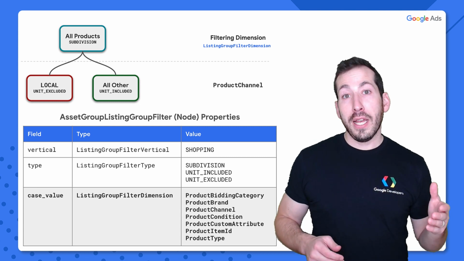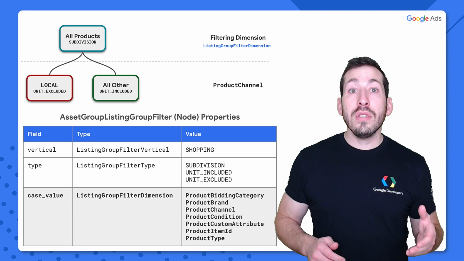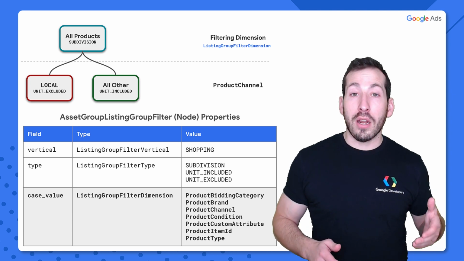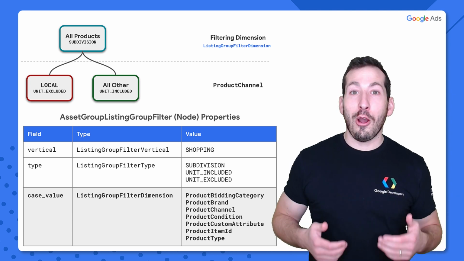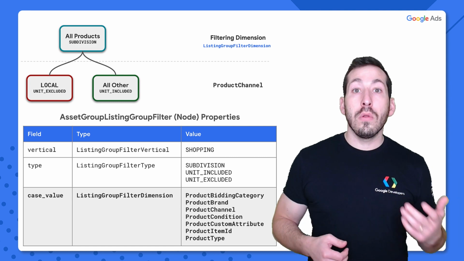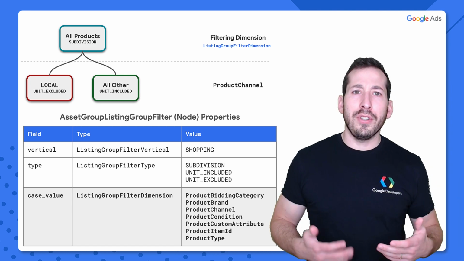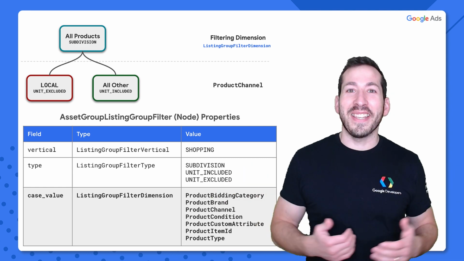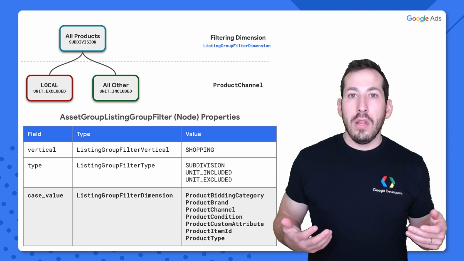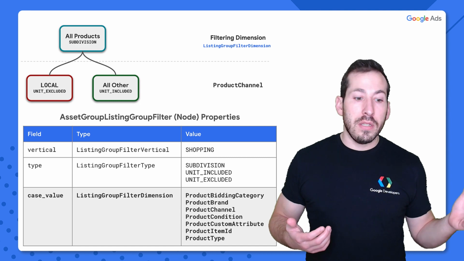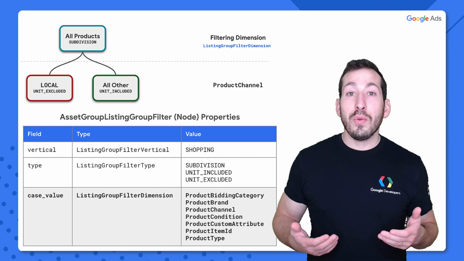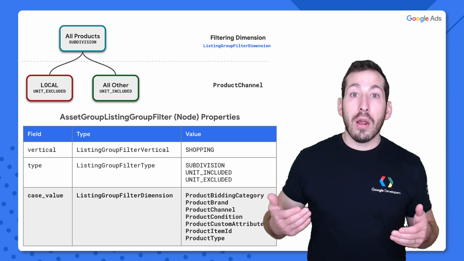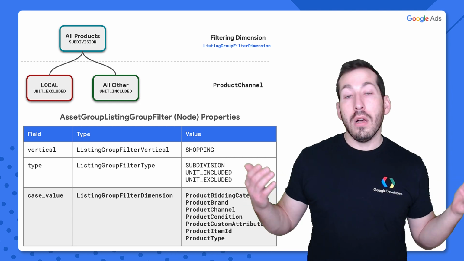So if you look in the second row of our tree here, you can see that we're filtering on product channel. The main options here are local or online. Local being items that are purchased in store in a local location versus online, obviously. And finally, just to wrap this all up, if you look at that bottom left node that says local, what this is saying is we want to exclude any products that have the product channel of local.